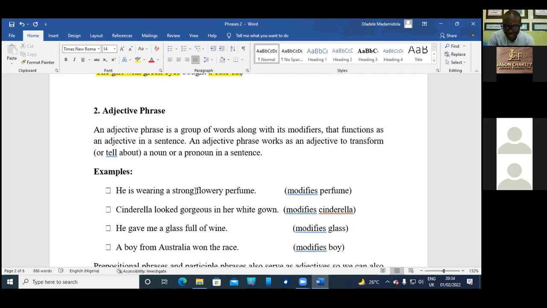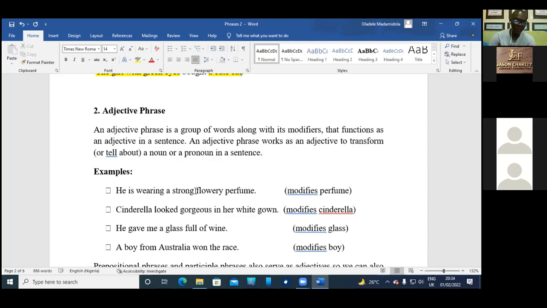What does an adjective do in a sentence? An adjective describes a noun, right? Tells us more about a noun. It modifies a noun. Very good. So an adjective phrase basically also has a modifier, just like the other example that we saw, a beautiful attire. A beautiful there would be an adjective phrase. If you remove attire, a beautiful, okay? So what an adjective phrase does is to modify the noun in the expression.